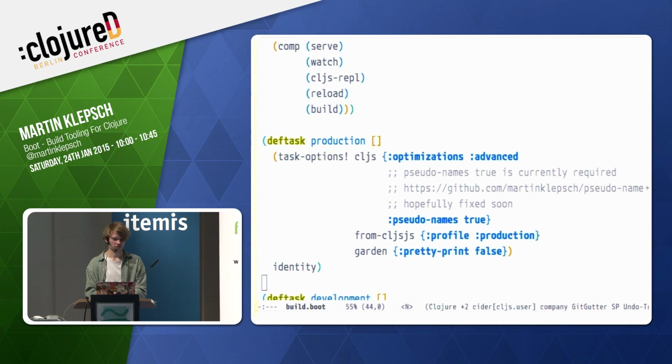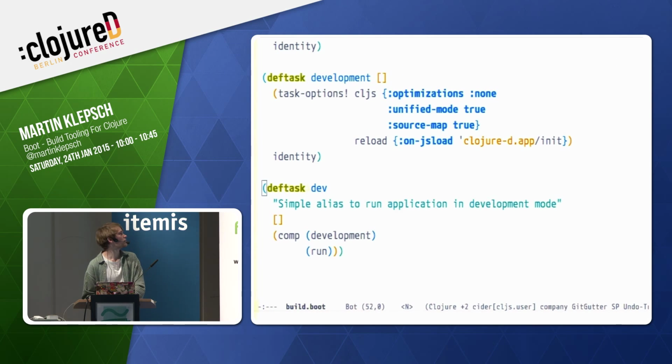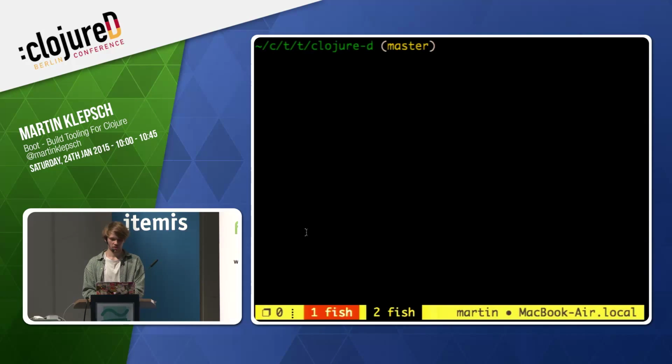And below we have two other tasks, production and development, that influence how these tasks are then actually called, so we can build them for different environments. And at the end, there is a small task, def, which basically just is an alias for development run. So if I now call boot def, that's actually the same as calling boot development run. It's totally identical. So let's call boot development run and see what happens.